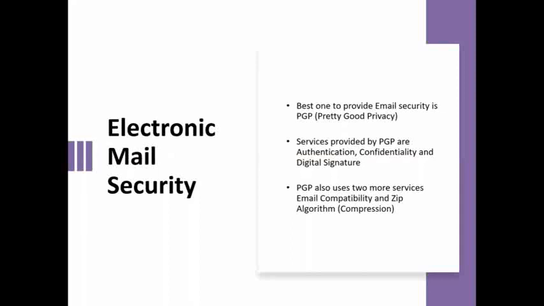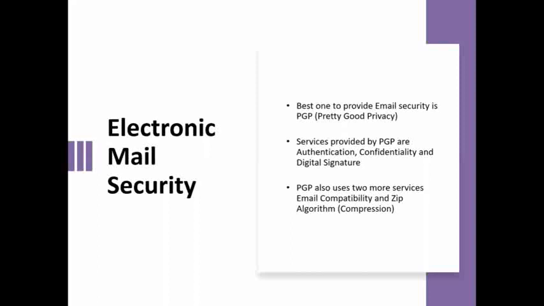PGP also uses two more services, that is email compatibility and the zip algorithm, a compression algorithm. So mainly there are three services: authentication, confidentiality, and digital signature. What do you mean by digital signature? A signature is nothing but encrypting the data with the private key of the sender. That is nothing but a digital signature.